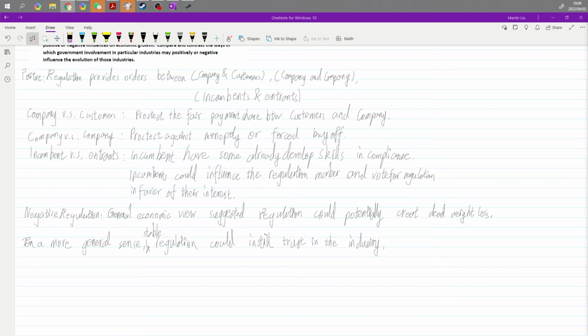I think that's all I want to mention. So basically, let's recap what's going on. First of all, on the positive side, you can break the positive influence of the entire industry into three parts.